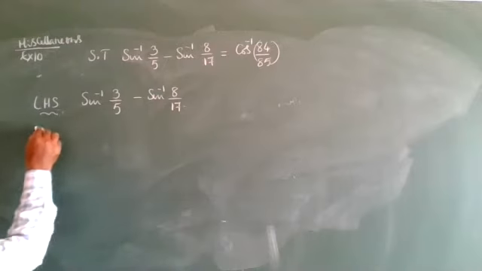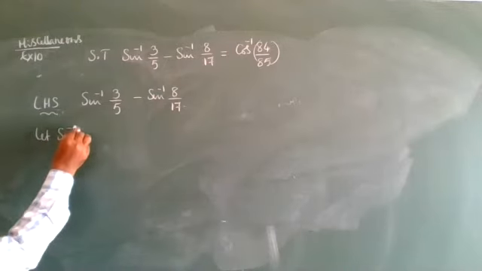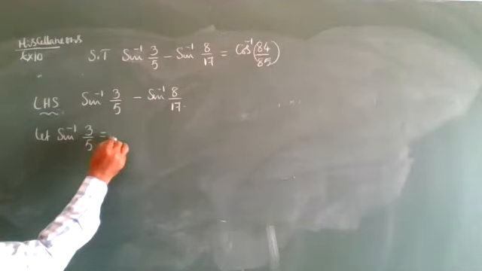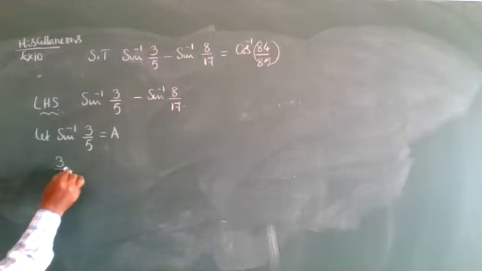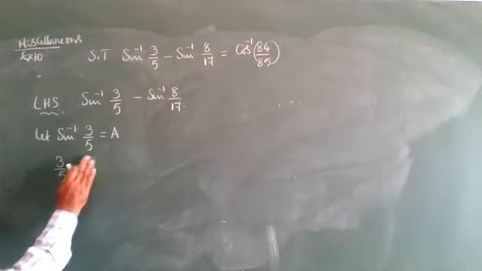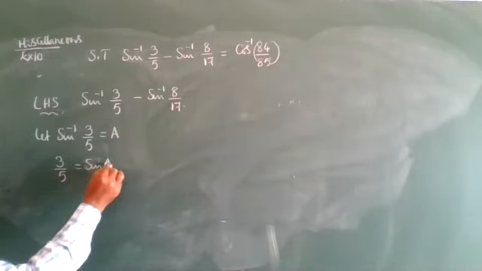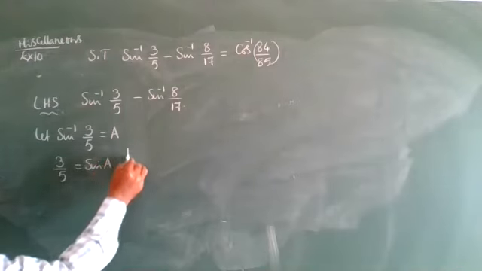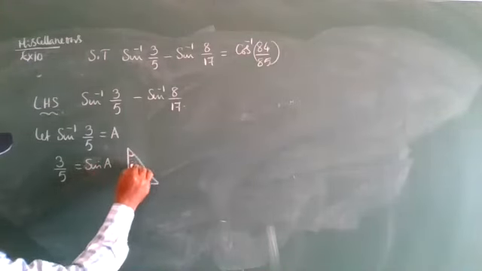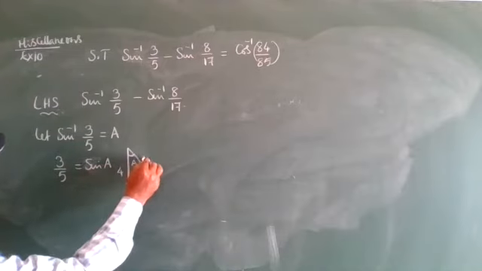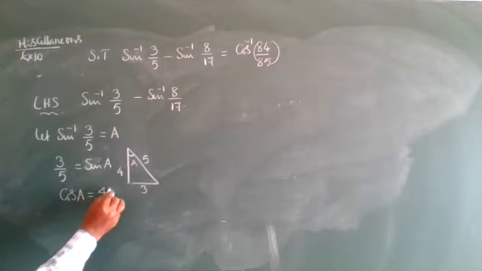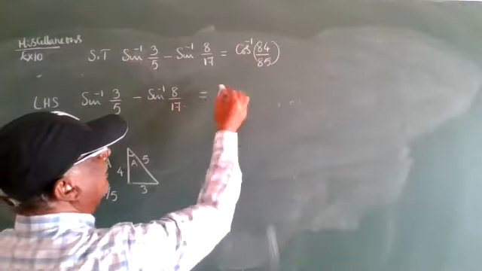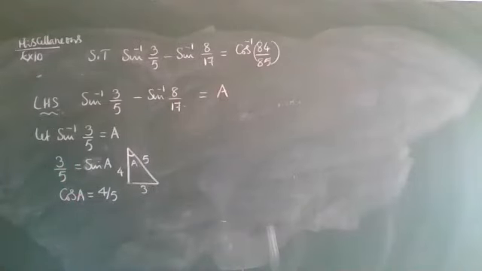So first one, I am going to let sine inverse of 3 by 5 be equal to A. So sine A is 3 by 5. Immediately write down cos A by the right angle triangle. This is the opposite side, adjacent side for cos A. Cos A is equal to 4 by 5. One point is completed. This I am going to let be A.